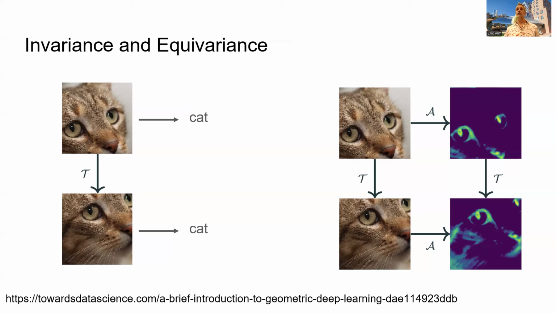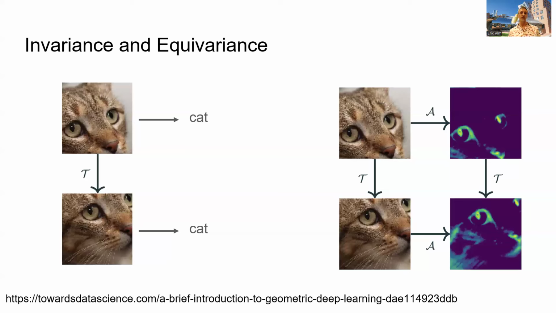Invariance is what we see on the left-hand side. I've got two pictures of a cat, but it's actually one picture of a cat, and I've done a transformation. I've moved that picture, translated it up and to the right. In this particular model, which is pretty simple, I'm just feeding it into a CNN classifier, and it's looking at that image and spitting out cat. And so this particular model is invariant to the transformation that I'm applying.